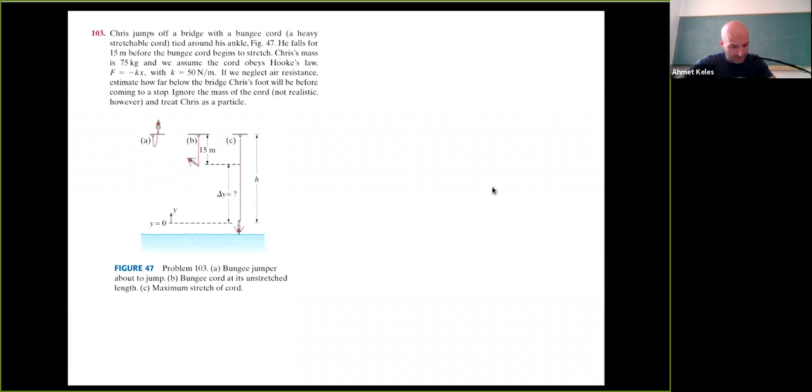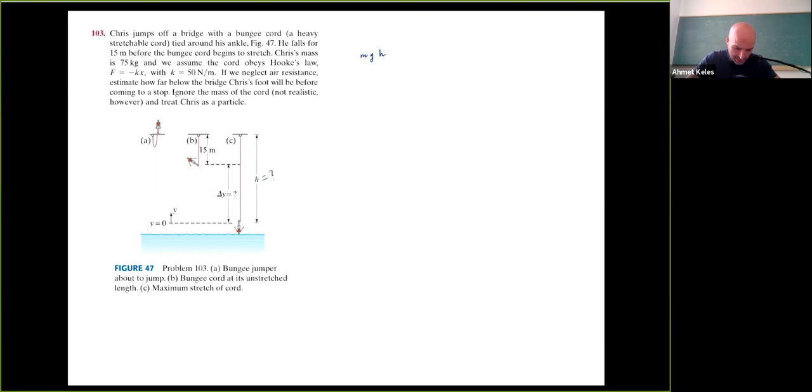And we want to find delta y. Okay, let's see if I can get this done. Any ideas? How do I do this? So if you need to estimate how far below the bridge, I think it's kind of asking what h is, right? What is h? Okay, mgh, maybe I can write it.